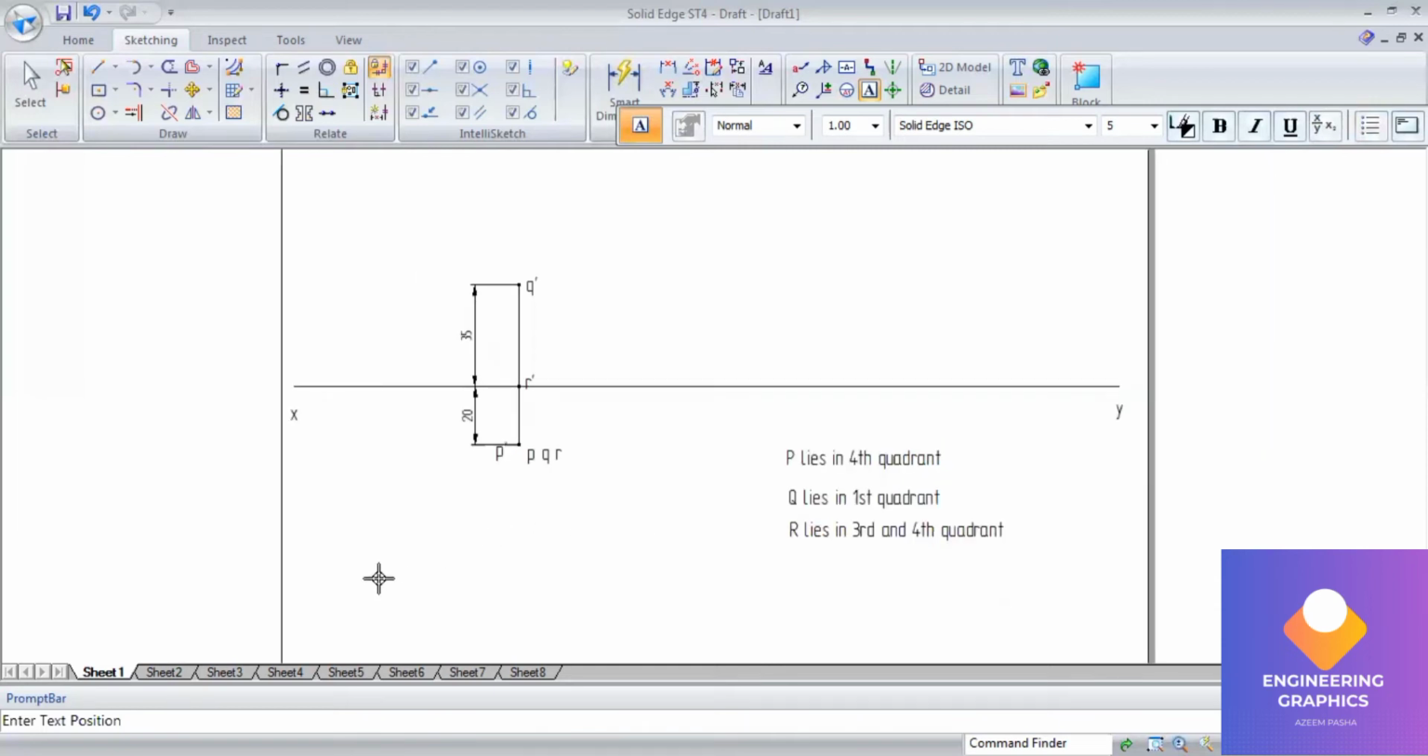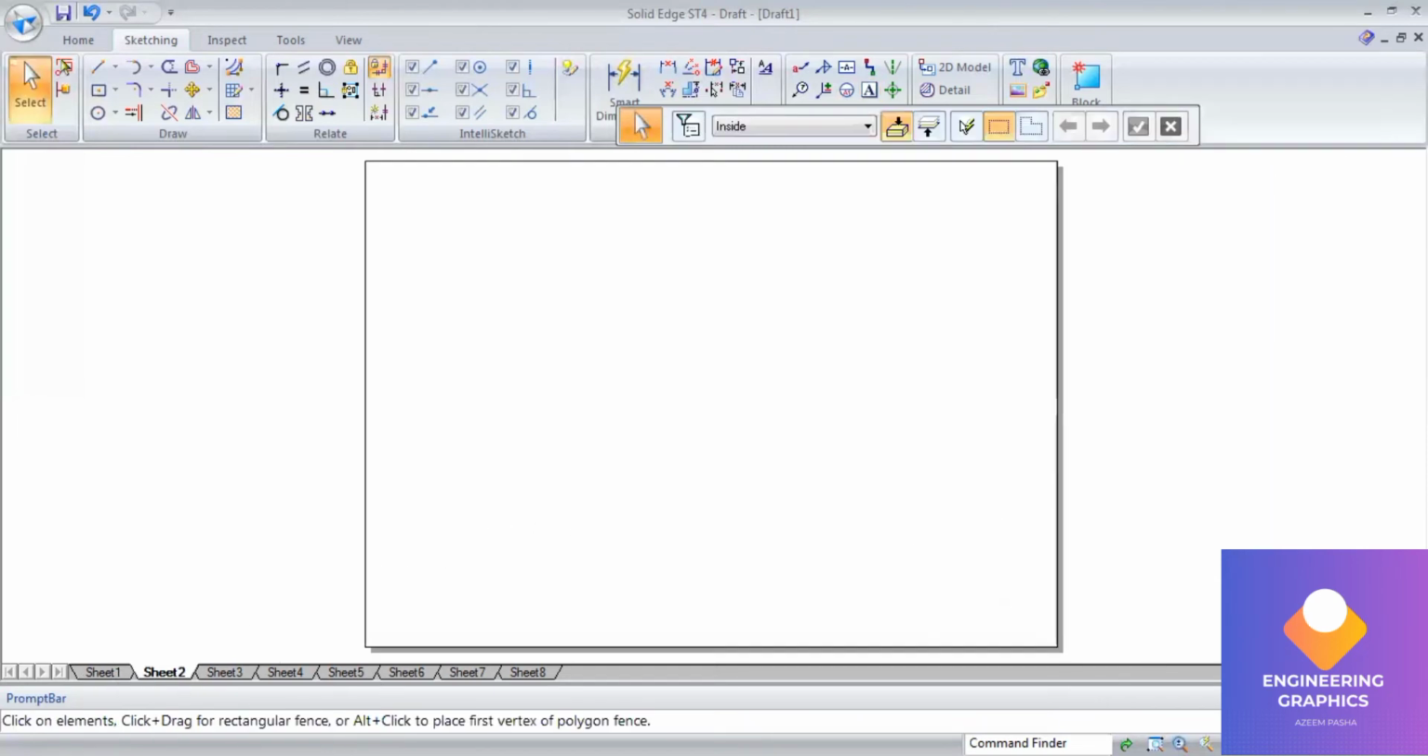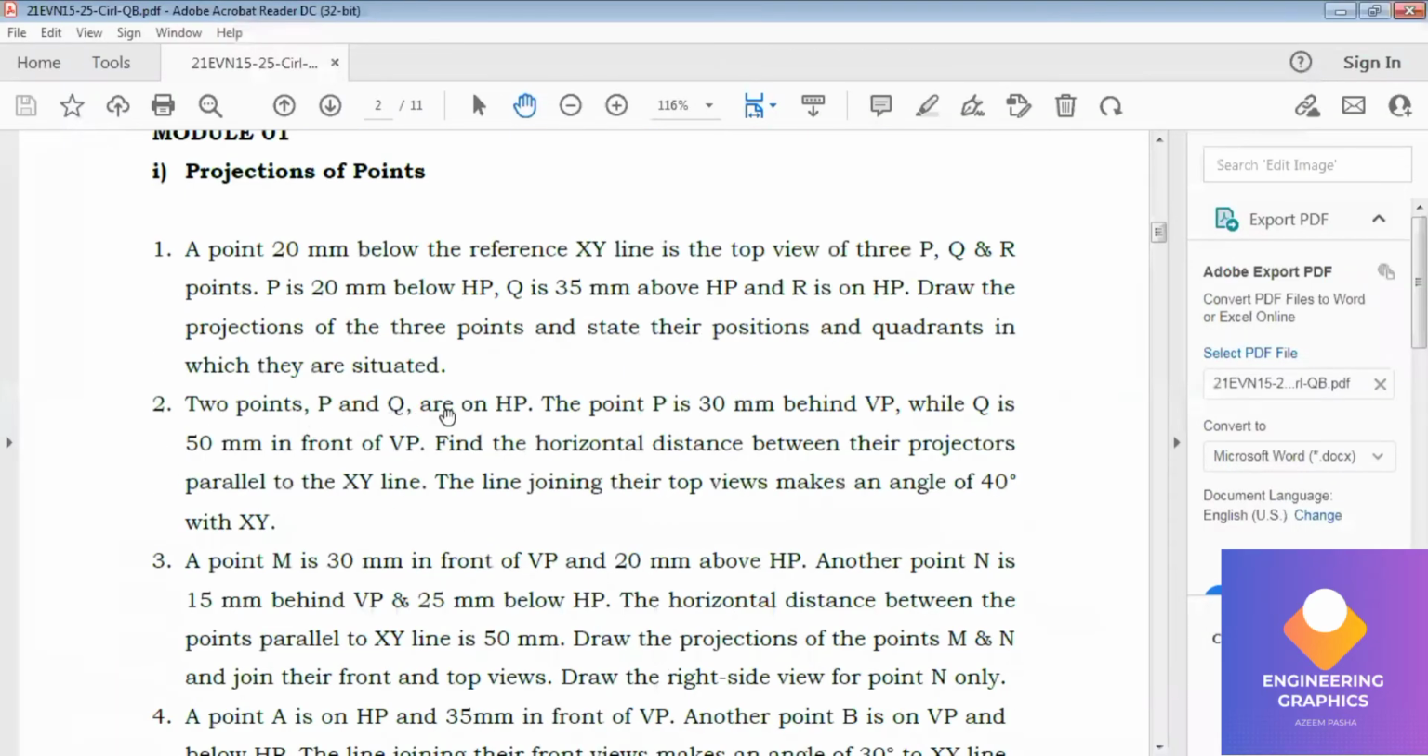Now we have to take the second problem in the projection of points. Here 2 points P and Q are on HP. On HP means their front views are on the XY line. The point P is 30 mm behind VP. Behind VP means this top view lies in the second and third quadrant, while Q is 50 mm in front of VP, means this top view lies in the first and fourth quadrant. Find the horizontal distance between their projectors parallel to the XY line. The line joining their top views makes an angle of 40 degrees with XY.